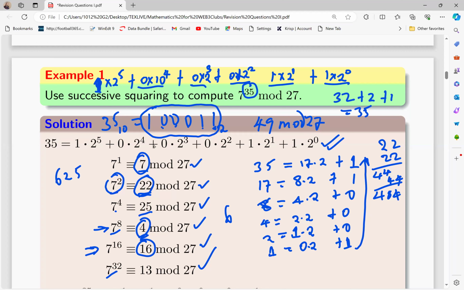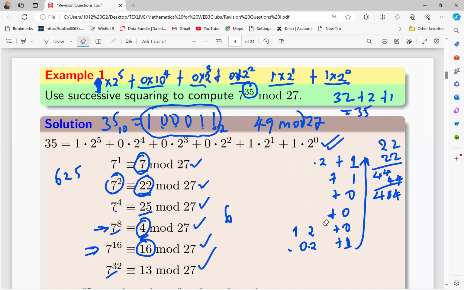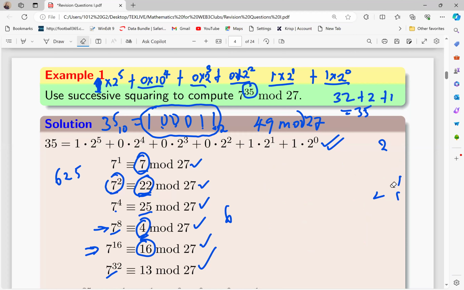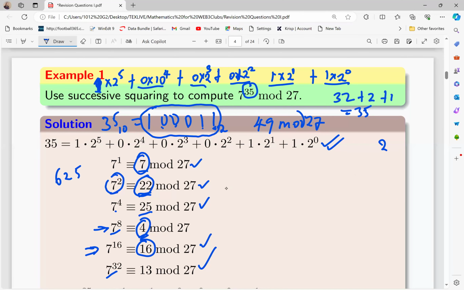Now, that is not the use of the binary number. Its use now comes in. Let me now show you how useful it is. Let me just delete this. Now, we have done our squaring up to that point. We want to know how useful this binary number is. Why am I introducing it? Now, we want to get 7 raised to 35.